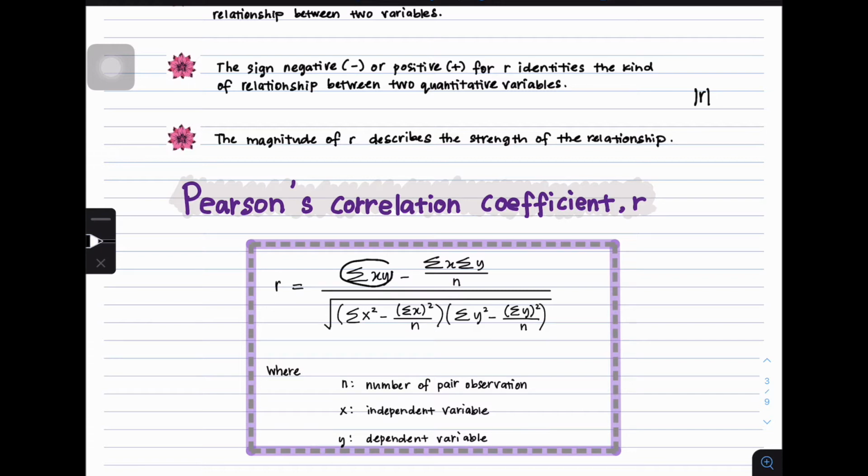So this one is the formula to find the Pearson correlation coefficient R, where N is a number of pair observation, maksudnya bilangan data lah. Okay, so contohnya kalau macam bilangan data X ada 30, Y pun akan ada 30 lah, because dia berkaitan dengan satu sama lain. So N kita adalah 30, the number of pair. X is independent variable and Y is always the dependent variable.